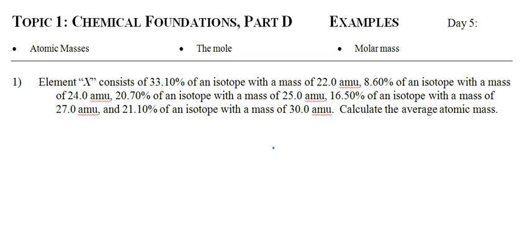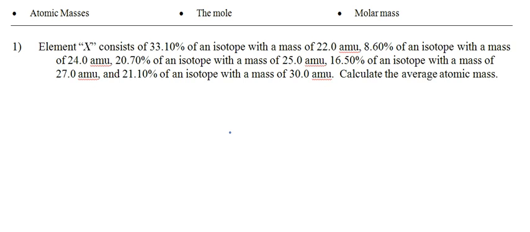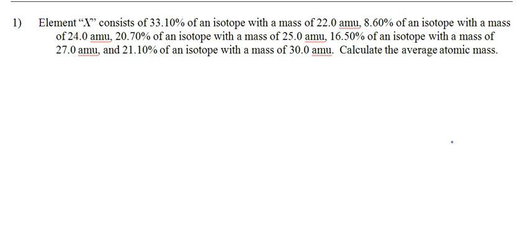All right, so let's get to this. It says element X consists of 33.1% of an isotope with a mass of 22 AMUs. Now, what is an AMU? An AMU is an atomic mass unit, or the mass of one proton, or, if you want to argue, the mass of one neutron, which is fine. They have a very, very small mass, but that's why we clean it up and say 1 AMU. All right, and then 8.6% of an isotope with a mass of 24 AMUs, 20.7% of an isotope with a mass of 25 AMUs, 16.5% of an isotope with a mass of 27 AMUs, 21.1% of an isotope with a mass of 30 AMUs. Calculate the average atomic mass.